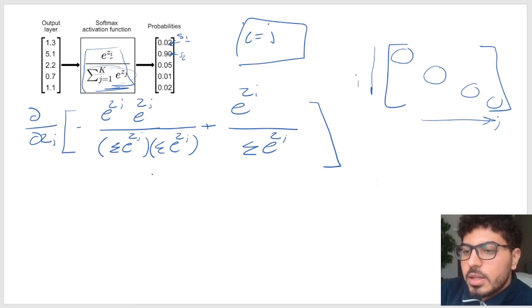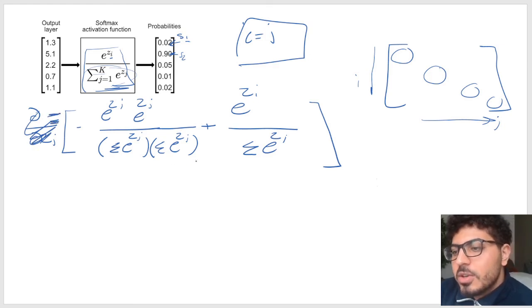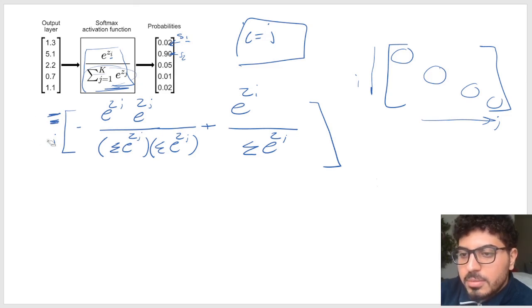Okay, now this is actually the gradient itself. We're not computing, this is the gradient. So let me erase this to make it look better. So yeah, this is partial Si by partial Zj is equal to this.